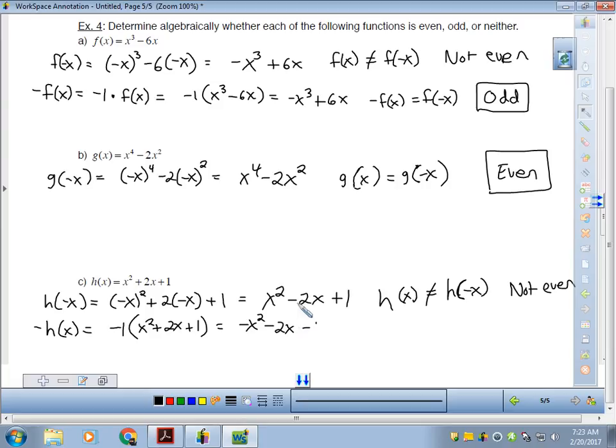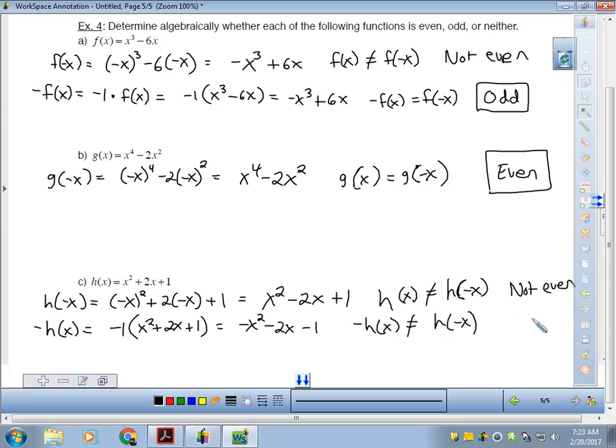Now compare this to the one right above it. Compare it to h of negative x. Are these two the same? No, they're different. This is a positive x squared, this is a negative x squared. This is a positive 1, that's a negative 1. They are different. So negative h of x does not equal h of negative x.